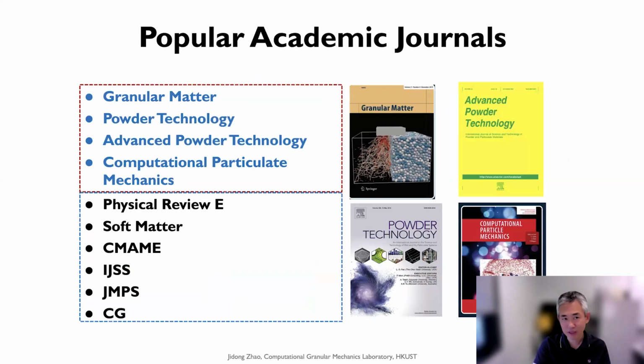Also, I want to mention some popular academic journals, where you can refer to the latest publications and research, including Granular Matter, Powder Technology, Advanced Powder Technology, Computational Particle Mechanics, and also some physics journals, including Physical Review A, Physical Review Fluids, Soft Matter, CMME, IJSS, and JMPS, and also my journal. Indeed, we publish a lot on granular media and granular mechanics research here.